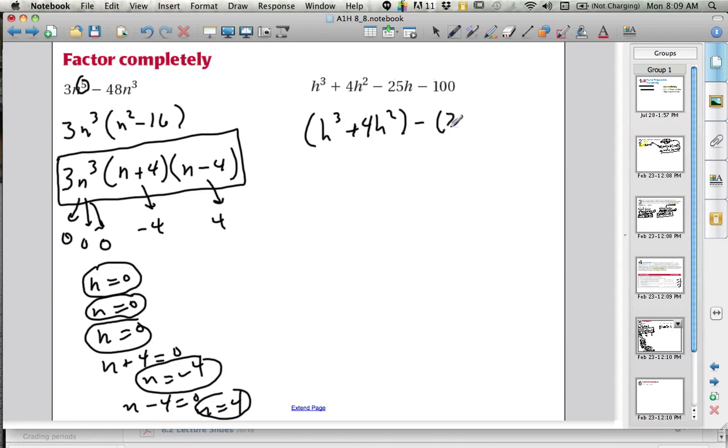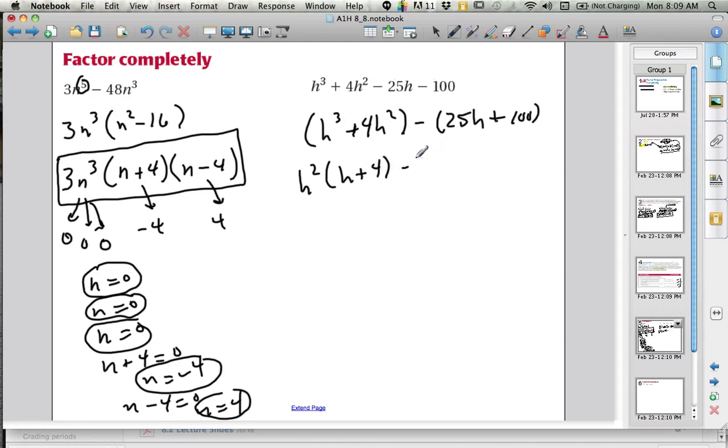Remembering that when I put parentheses after a minus sign, I have to change the signs because we're distributing the negative 1, right? So negative 25h becomes 25h, and negative 100 becomes positive 100. And then I want to look at the 2 groups. I can factor an h squared out of this group, and I get h plus 4.